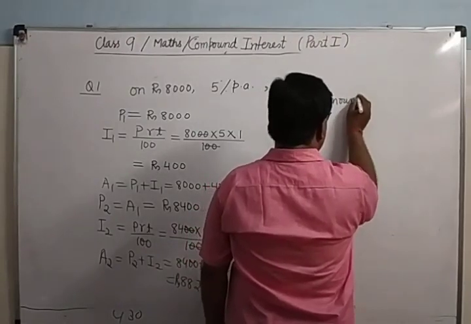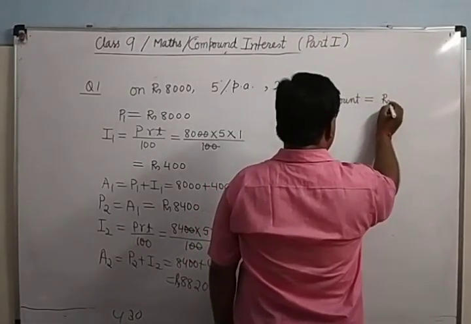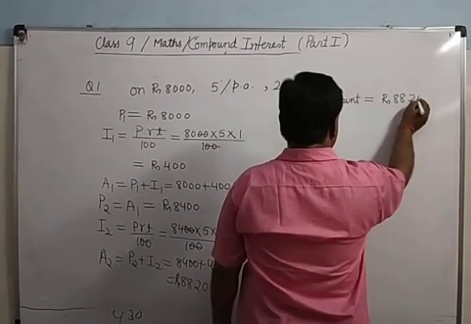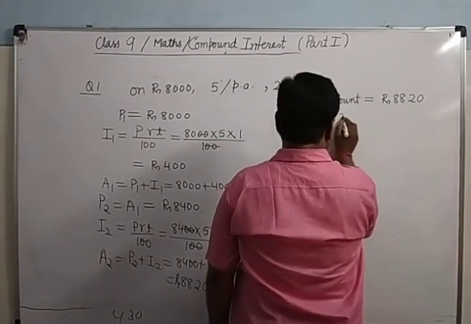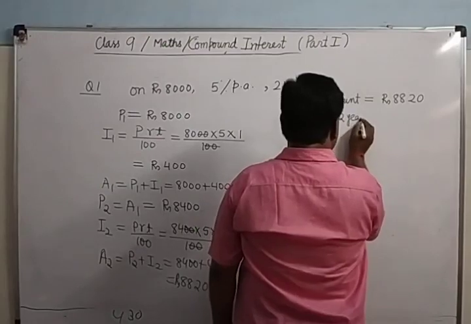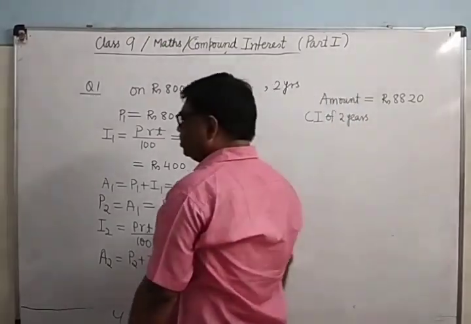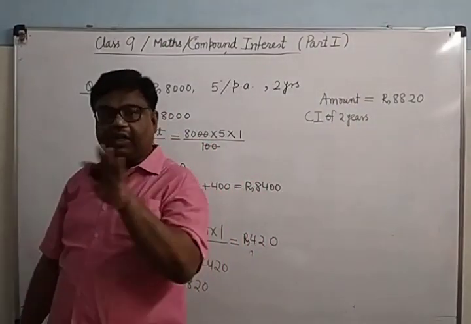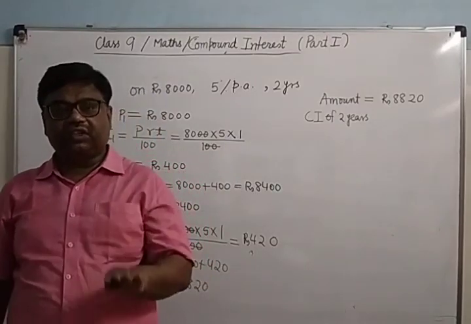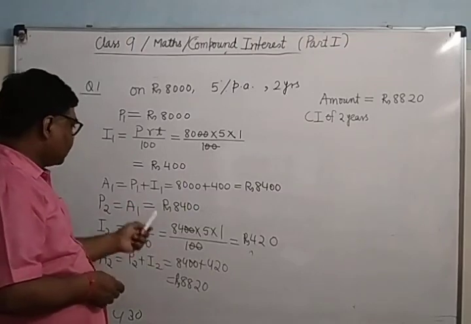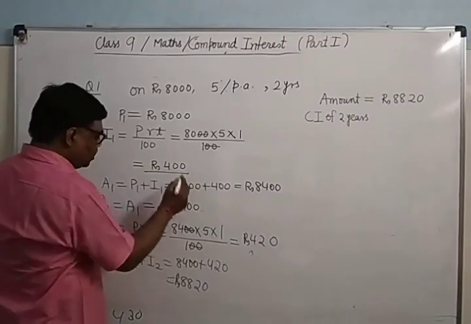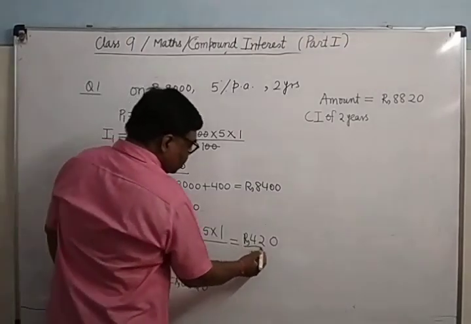Amount equals rupees 8,820. Now what will be the CI of 2 years? CI of 2 years means of first year plus second year. That is, it will be I1 plus I2. I1 is this, I2 is this.